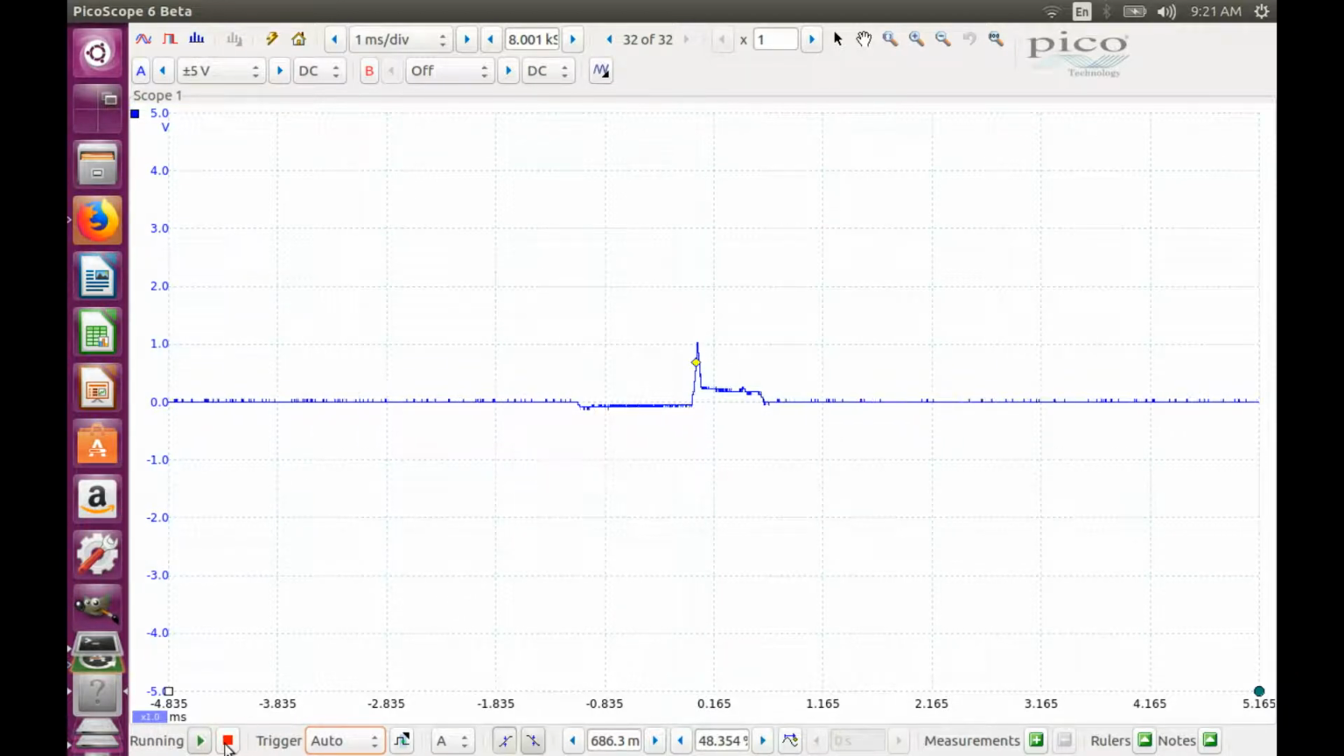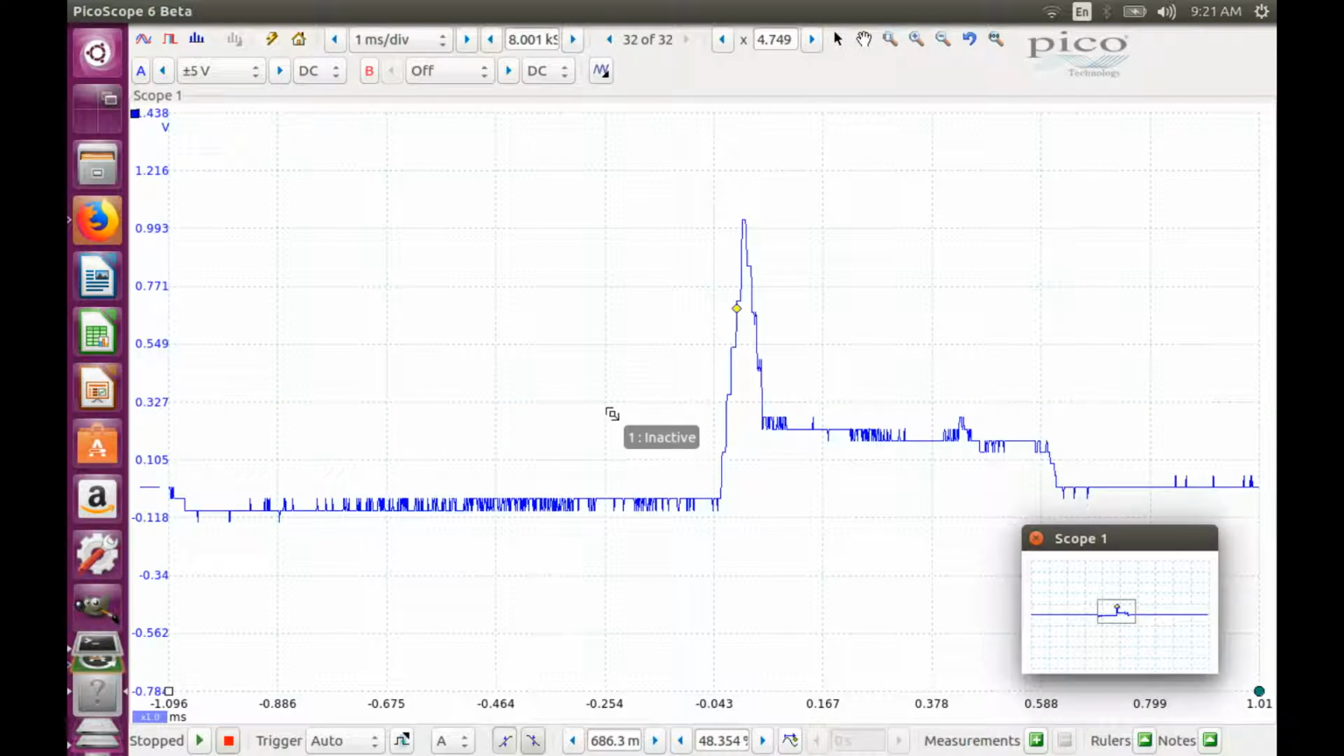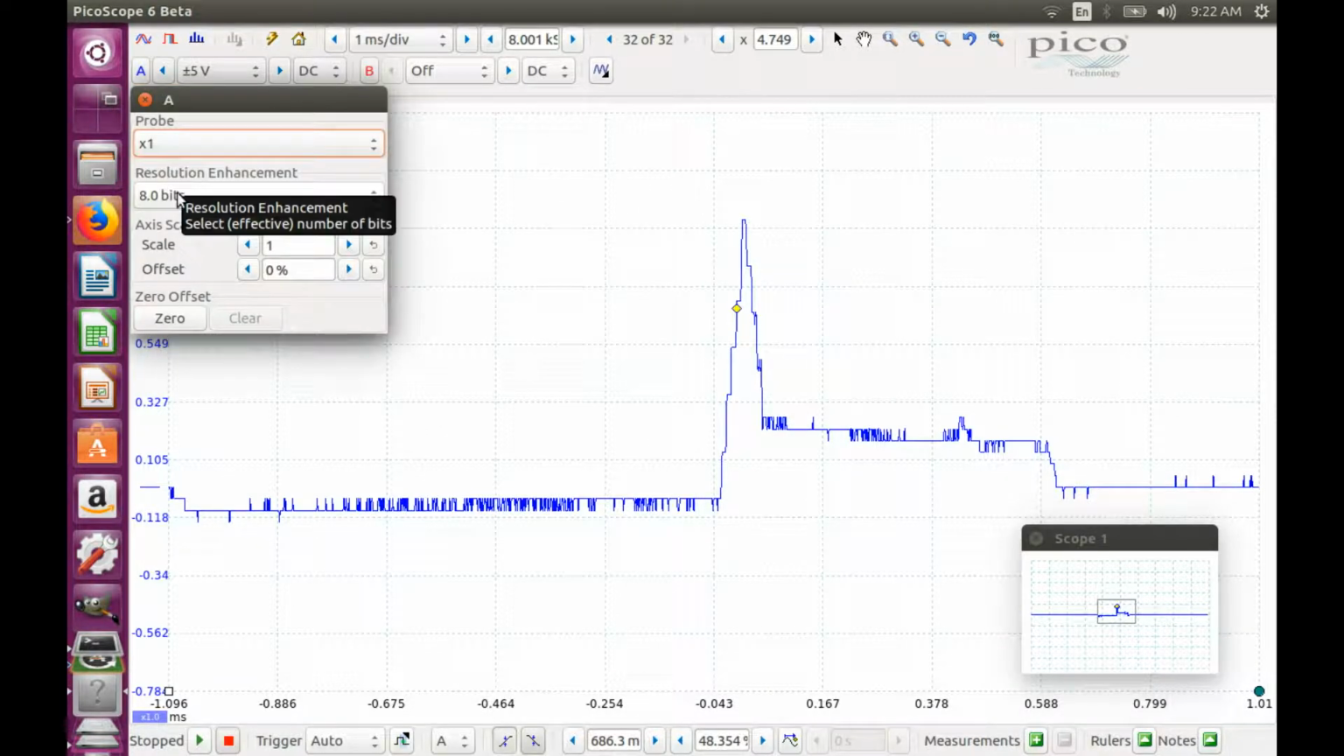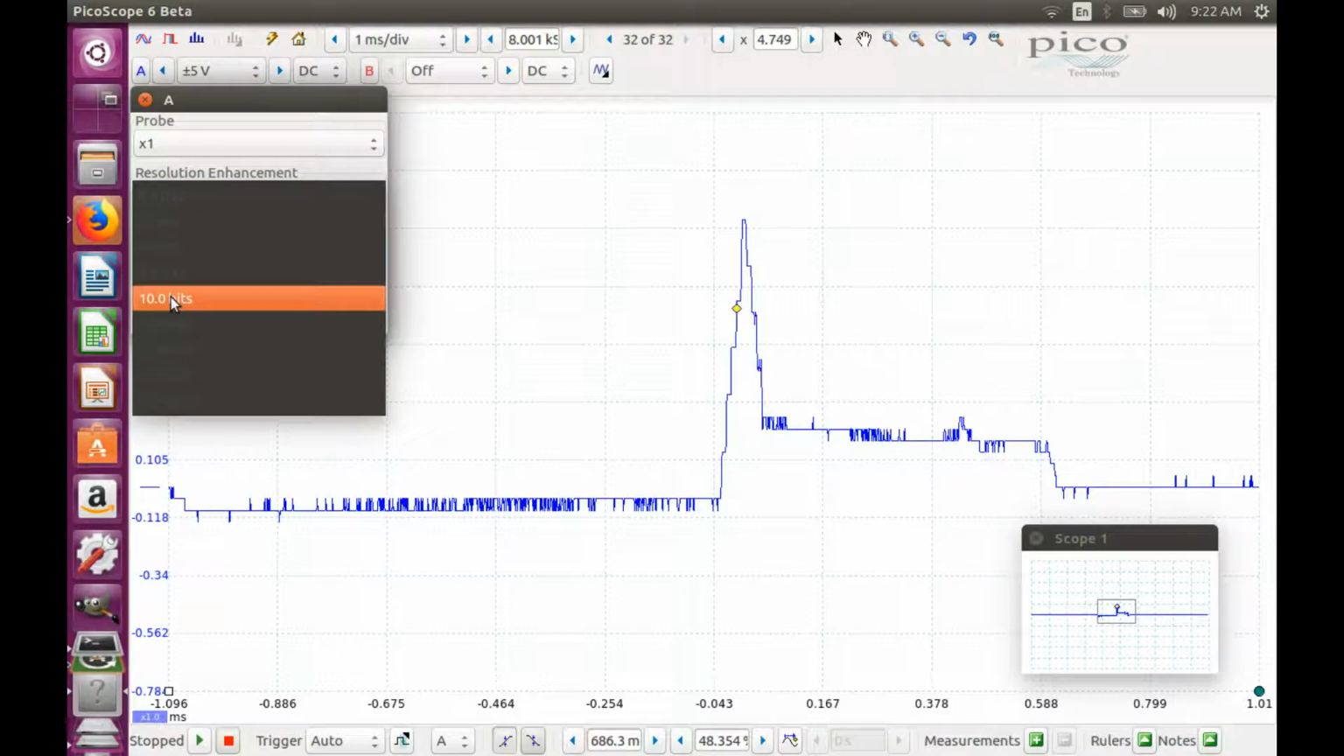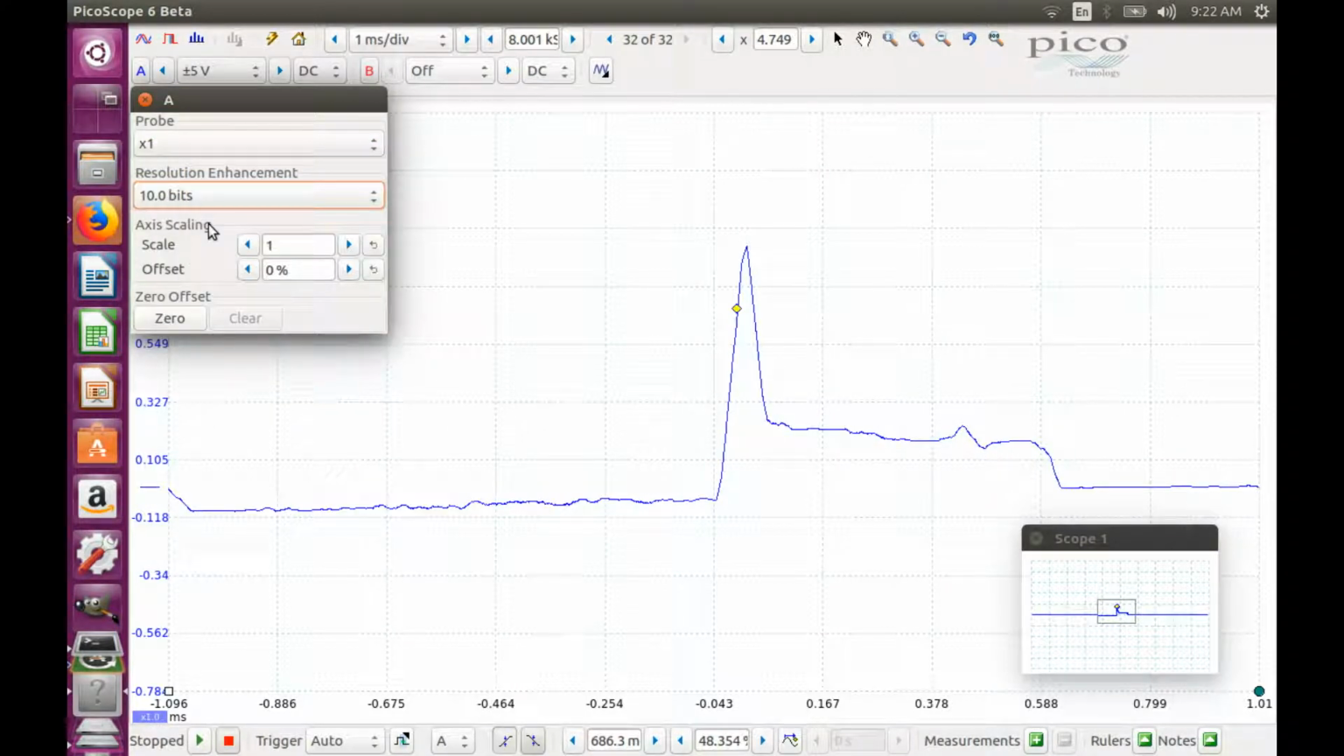So if we stop the capture and try to zoom in on this waveform, we are going to see a lot of steps along the waveform, and this is the result of the 8-bit resolution of the oscilloscope. We could try to do some smoothing, for example, effectively use 10-bit smoothing, but it's not optimal.